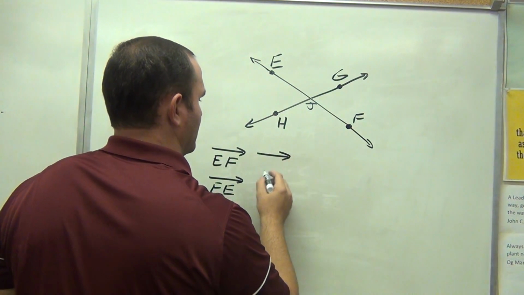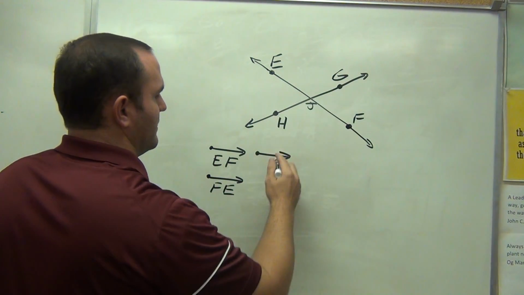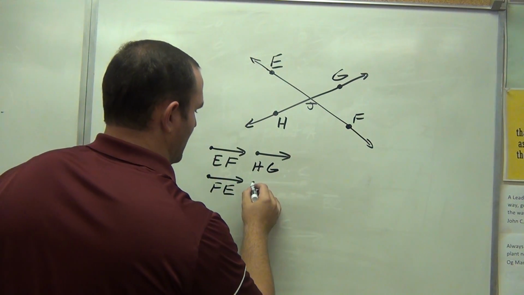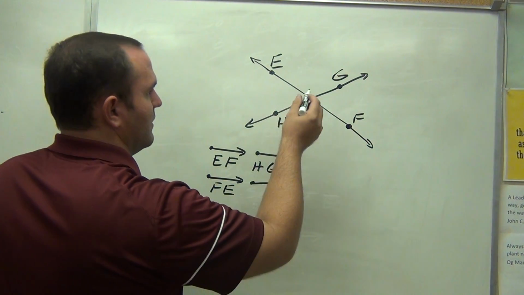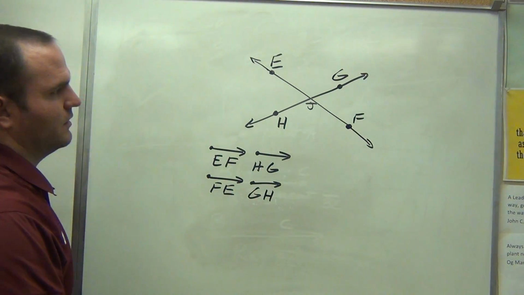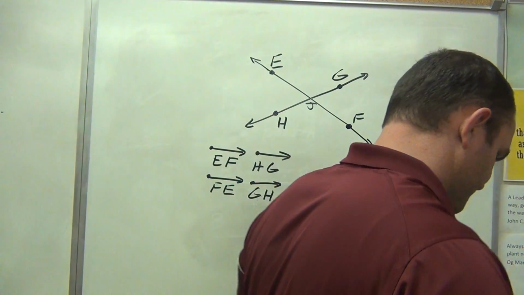And then once again, same thing on this side. Should have a ray, and these should have points here. So ray HG, okay? And ray GH, like so. Okay, so what we have there covers all of them, all right?